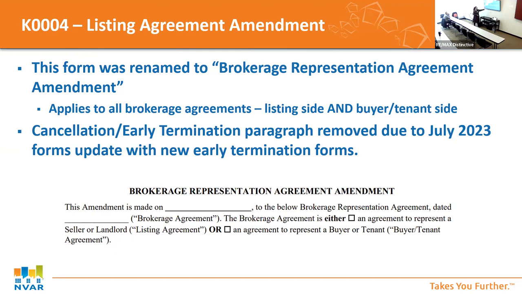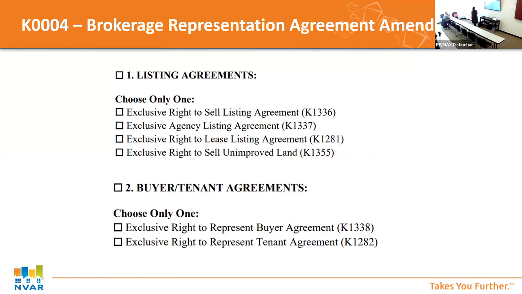So we are now using this just as you typically were, but again, both for the buyer side or the tenant side. And how it looks, and you can see in the screenshot here, is that you have the choice to select either the listing agreement or the buyer tenant agreement at the top. And then the form itself, you can choose which one applies to you. And then you can get into what you're amending in your brokerage representation agreement. But in case you can't find it with your forms provider, remember that the name has changed. It is the same number, K0004, but it is a different name.